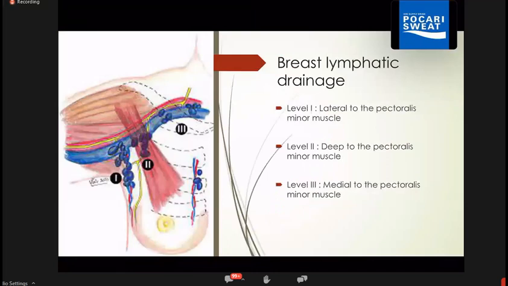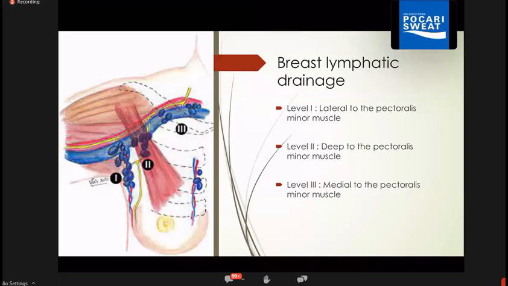Again, another important aspect about the breast is the breast lymphatic drainage. Okay, there are 3 levels. For surgeons, we always look at these 3 levels. What are these? Our guide palagi is the pectoralis minor muscle, the small muscle underneath the pectoralis major, the chest muscle, di ba? Sa ilalim yan ay pectoralis minor.